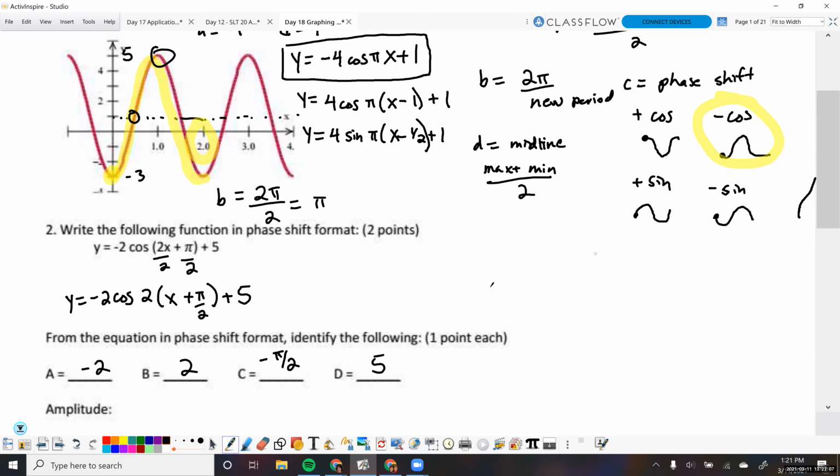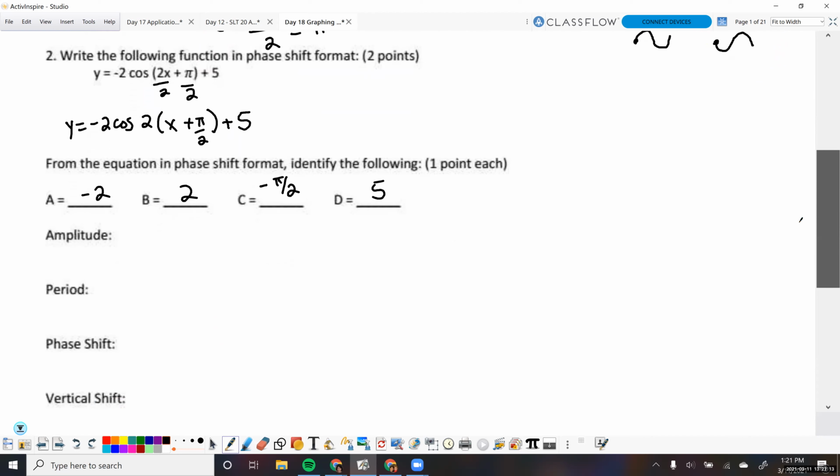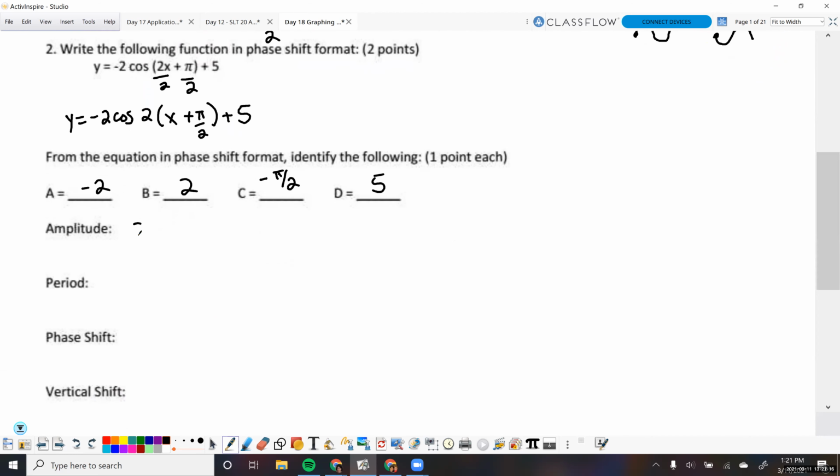Now, the amplitude, whoops, the amplitude is not -2. The negative tells us that this is a reflected cosine. The amplitude is just 2. The period is 2 pi over b, so that's going to be pi. The phase shift is left pi over 2, and the vertical shift is up 5.